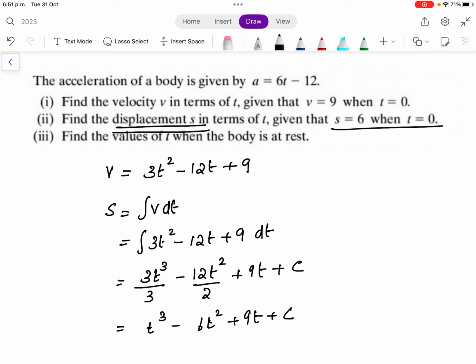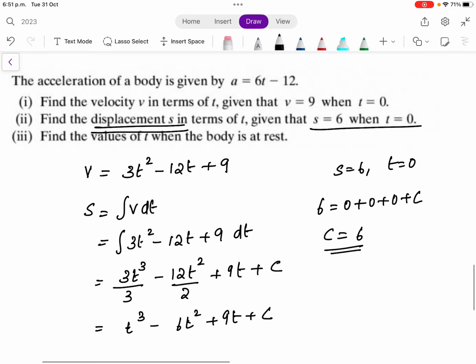Now again we have to use s is equal to 6 when t is equal to 0. So 6 is equal to 0 plus 0 plus 0 plus c. So c is equal to 6. In that case, s is equal to t cube minus 6t square plus 9t plus 6. So this is the displacement in terms of t.